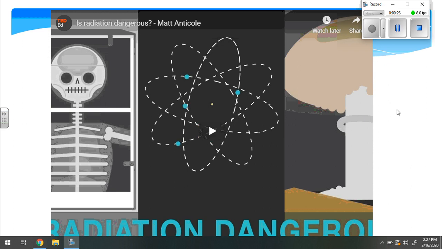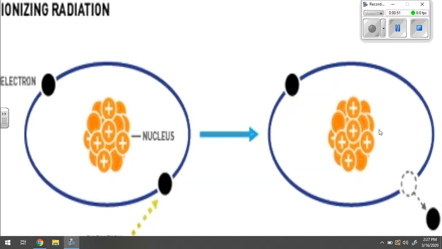When we say radiation, we're talking about any of the electromagnetic waves. That includes gamma rays and X-rays. Those are both forms of radiation, but so is ultraviolet, visible light, microwaves, and radio waves. These are all forms of electromagnetic radiation. The difference is that some of it is ionizing and some of it is not ionizing.